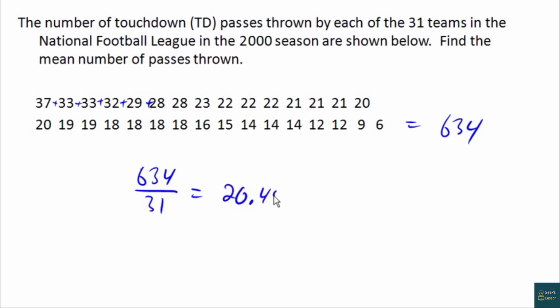20.4516. Now, because all of this data has no decimal places attached to it, it would be appropriate here to round this to 1 decimal place. It's common to round means to 1 decimal place more than the data originally had. So it would be most correct here to say the mean number of touchdown passes thrown in the 2000 NFL season was 20.5 passes. But it's certainly not uncommon to hear the word average used in place of mean, at least in common language.